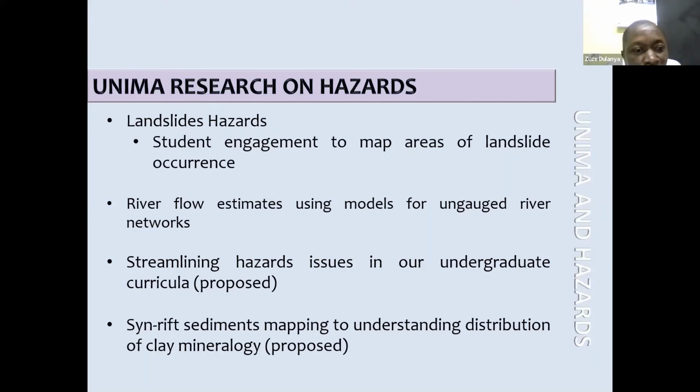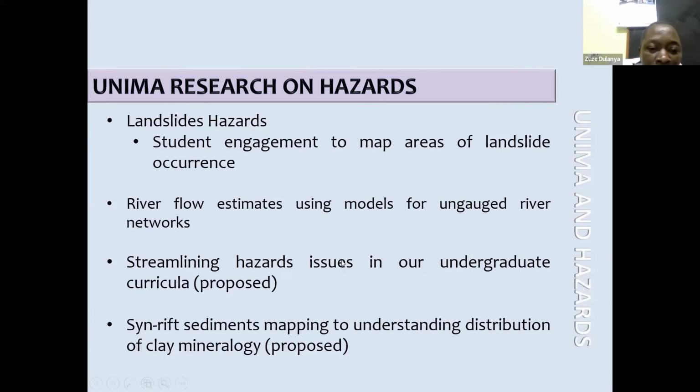We have people in our hydrology section who are also interested in estimating river flow, because most of the river systems in this country do not have monitoring gauges, and so we need to be able to predict at what point rivers swell and flood. And so some colleagues in the hydrology section are working on this.